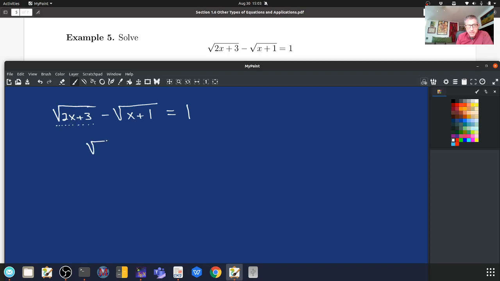So that's going to give me 2x plus 3 is equal to 1 plus the square root of x plus 1. Also recall the formula (a plus b) squared is equal to a squared plus 2ab plus b squared.